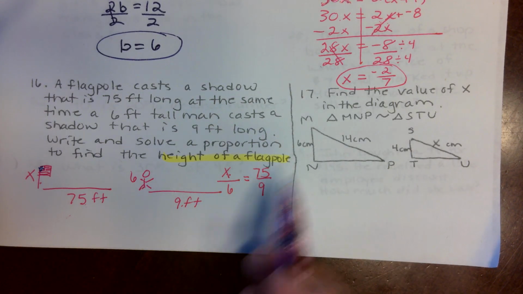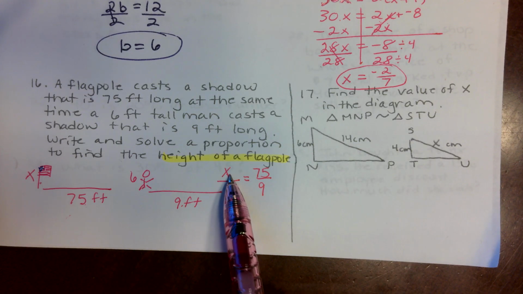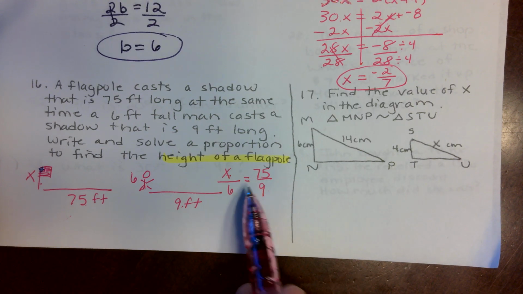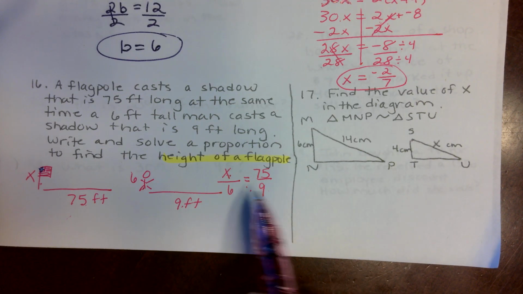If you have a different proportion, it's totally fine. Just look to see if the x and the 9 are kitty corner. In other words, they're opposite each other there. Then it's fine. It's equal. It's a proportion. These are not multiplied.